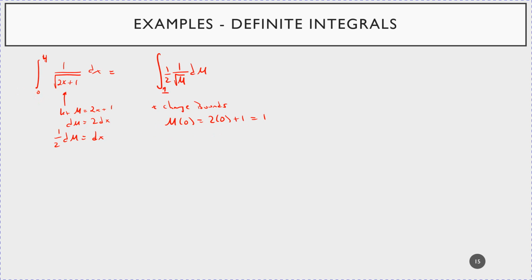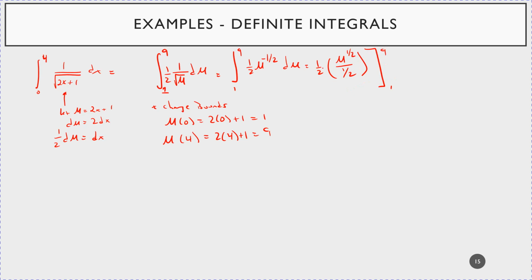And then now I'm going to figure out what 4 is when I plug in for u. So u evaluated at 4 is 2 times 4 plus 1. That gets me 9. So now I'm going to integrate from 1 to 9 for this expression. So this is the definite integral from 1 to 9 of 1/2 u to the minus 1/2 du. So watch what happens here. This integrates as 1/2, and then u to the minus 1/2 plus 1, over 1/2. And then I'm evaluating from 1 to 9.